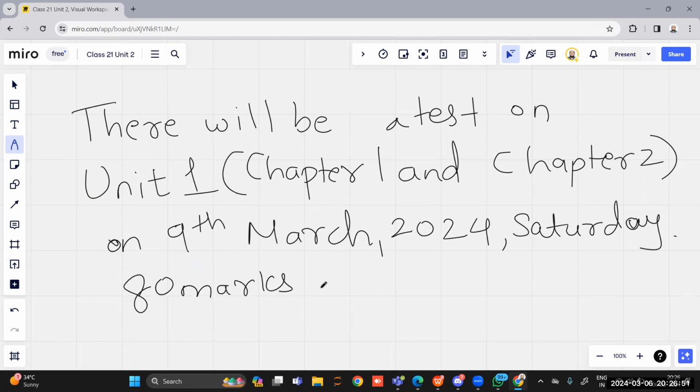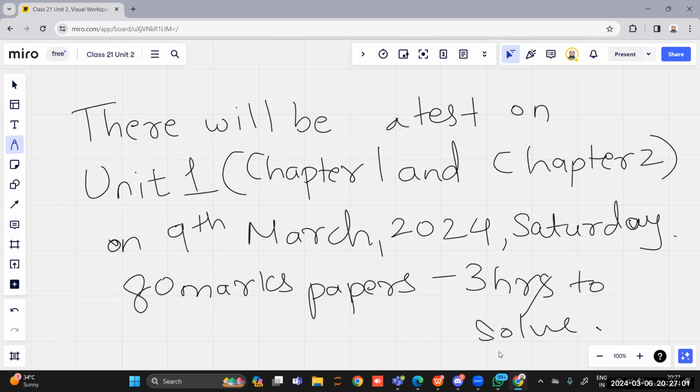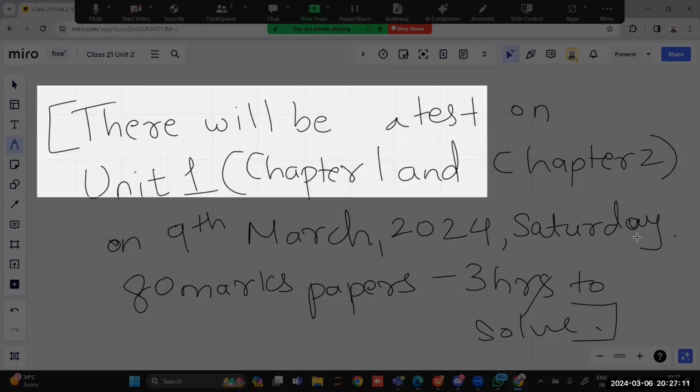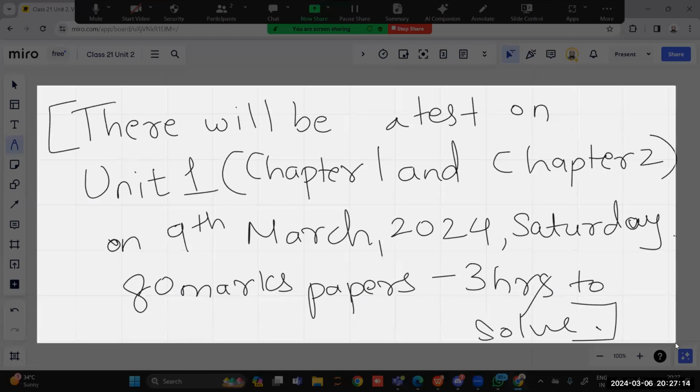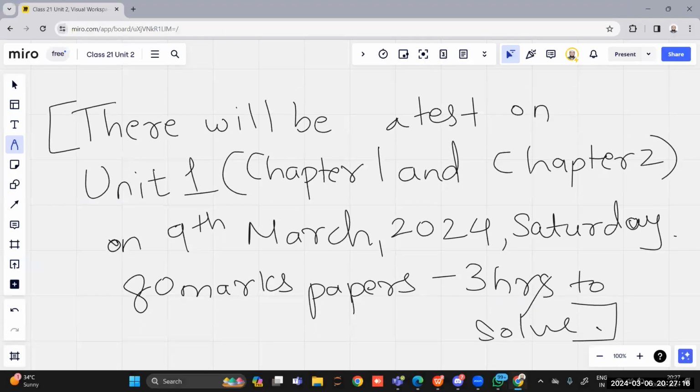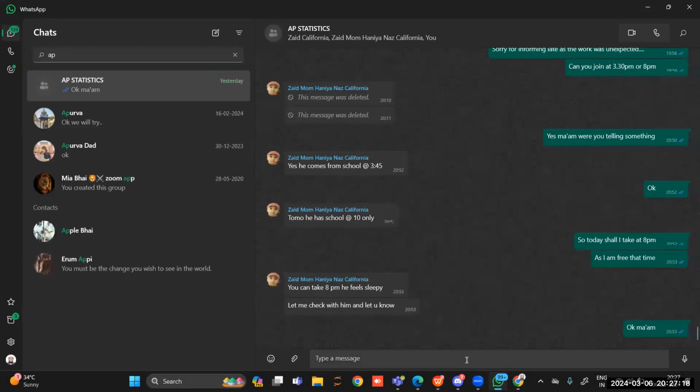Generally you require 3 hours to solve it. You can require less also. You take 3 hours to solve and see in how much time you solve. Is it clear? Yep. Okay, so what I'll do, I'll take this and share it on our WhatsApp.